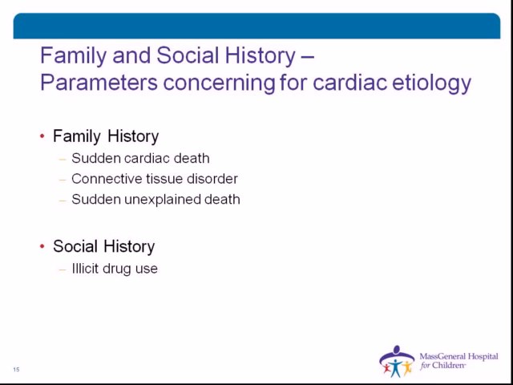Family and social histories are also very important in assessing potential of a cardiac etiology for chest pain. Family history of sudden cardiac death is an important factor. Family history of connective tissue disorder, or family history of an unexplained death, such as an odd car accident, may also be concerning for underlying cardiac pathology. Social history, such as illicit drug use, such as stimulants, may cause coronary artery vasospasm and even myocardial infarction in the pediatric population, and is an important part of the history.